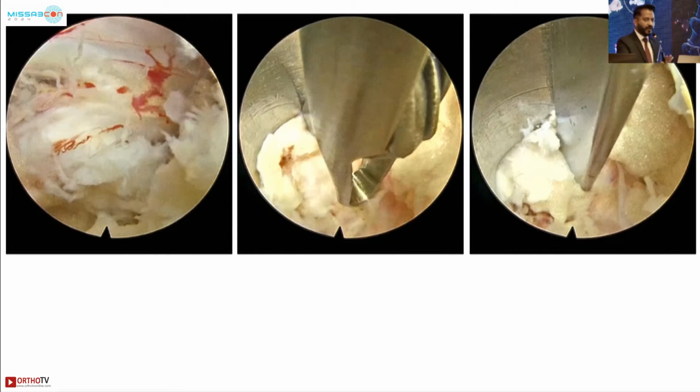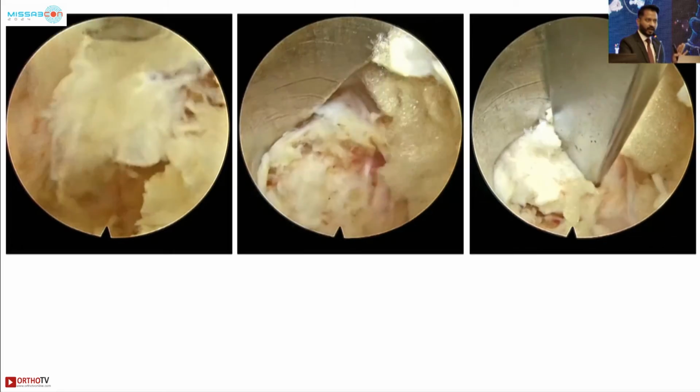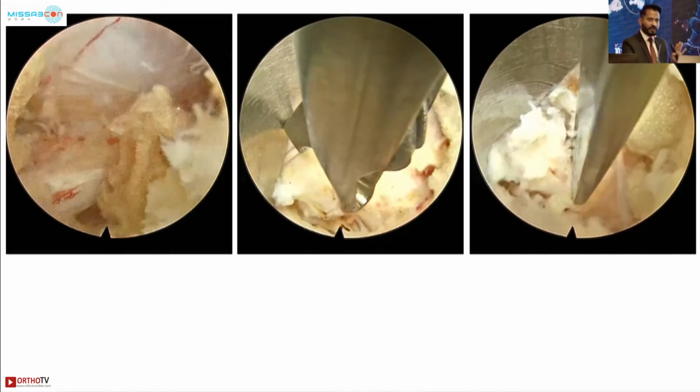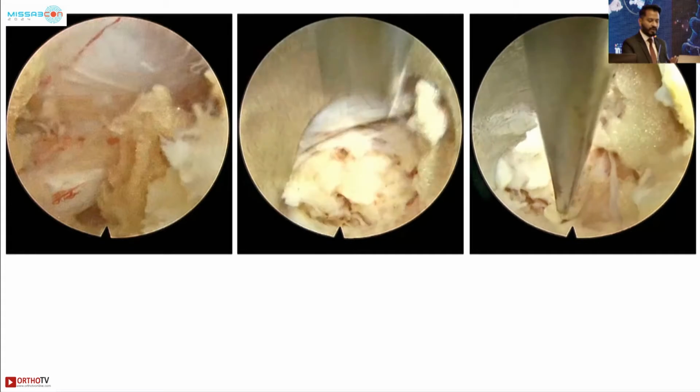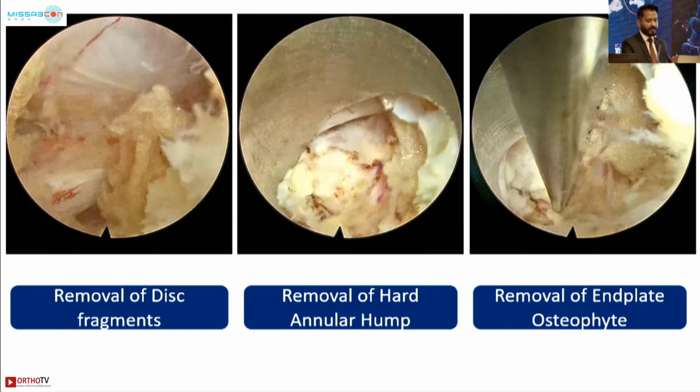So after you have removed the ligamentum flavum, now it's time to do the discectomy. So as far as the disc is concerned, there are three parts which you have to take care of. First is the soft disc fragment, second is the hard annular hump which lies there, and third, in some patients there might be some disc osteophyte complex or osteophyte. You have to take care of all those three. You cannot leave two behind.